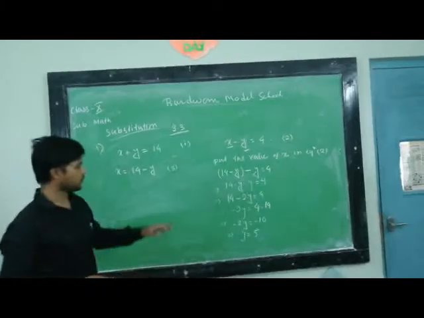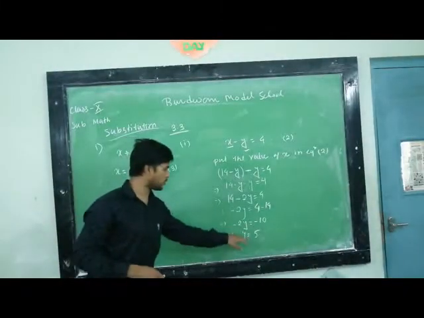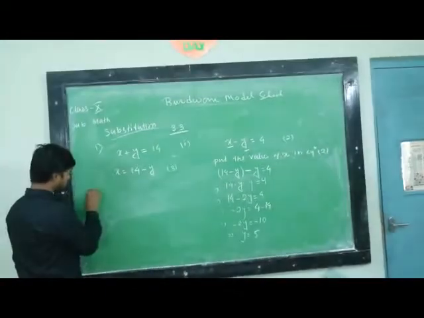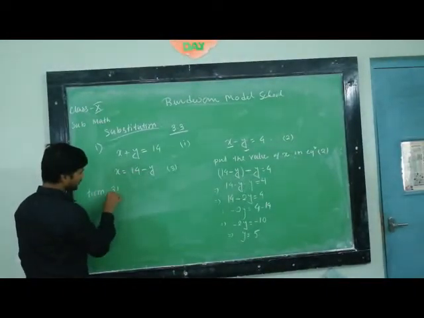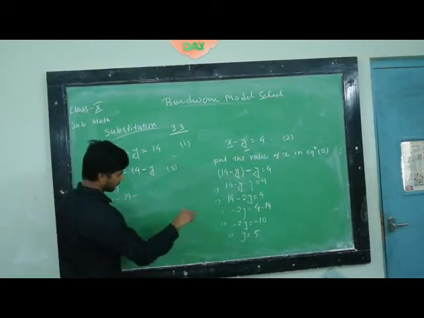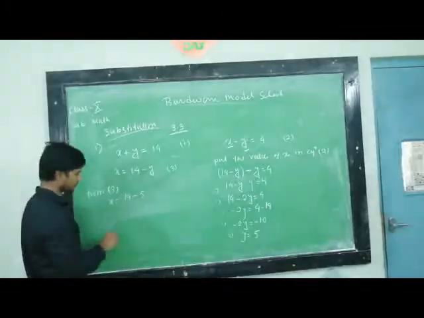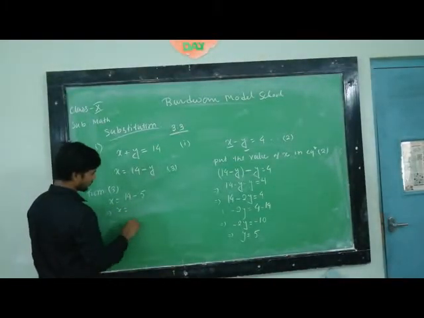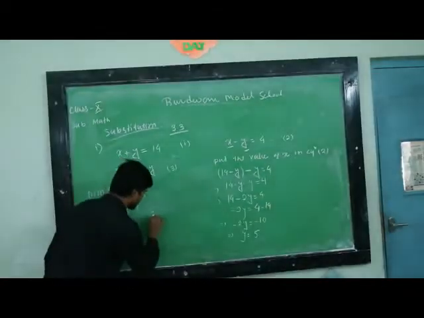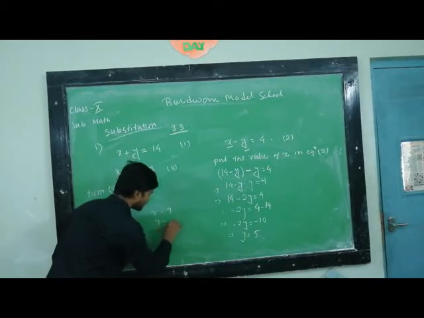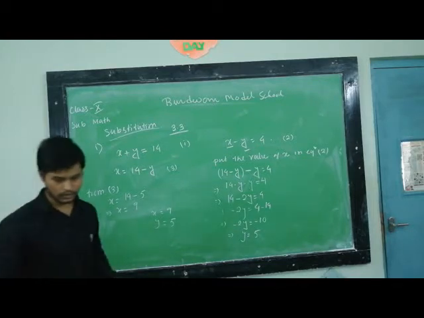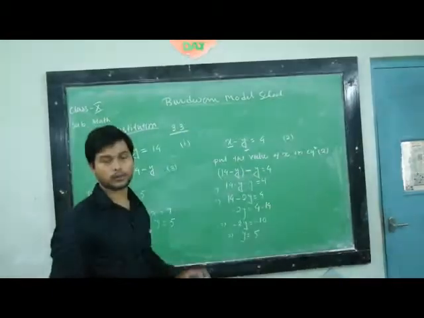y equal to 5. So the value of y is known. Now put the value of y in equation number 3 to get the value of x. From equation number 3, x is equal to 14 minus y, and the value of y is 5. That means x equal to 14 minus 5, which is equal to 9. Therefore the solution of the equation is x equal to 9 and y equal to 5, and hence the equation is solved. Okay, I think you understand what the process is.